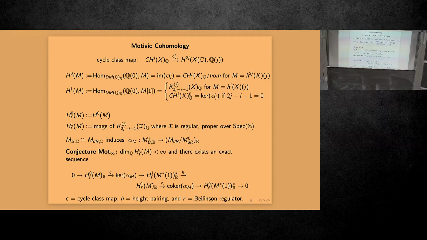And so you have this exact sequence after you tensor everything with R. Well, the maps are known to exist. Yeah, the exactness is conjectural.